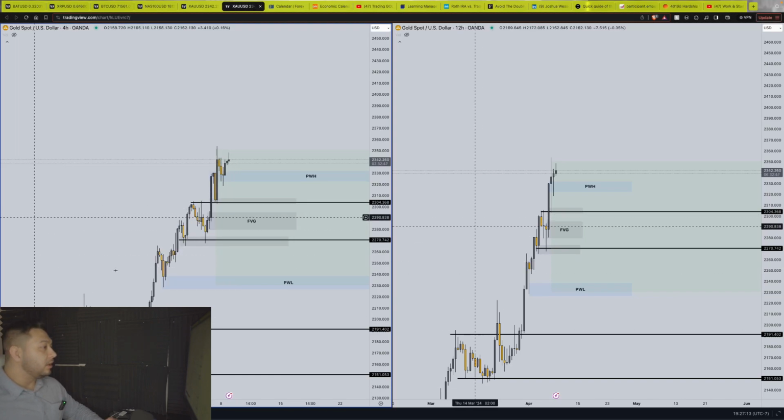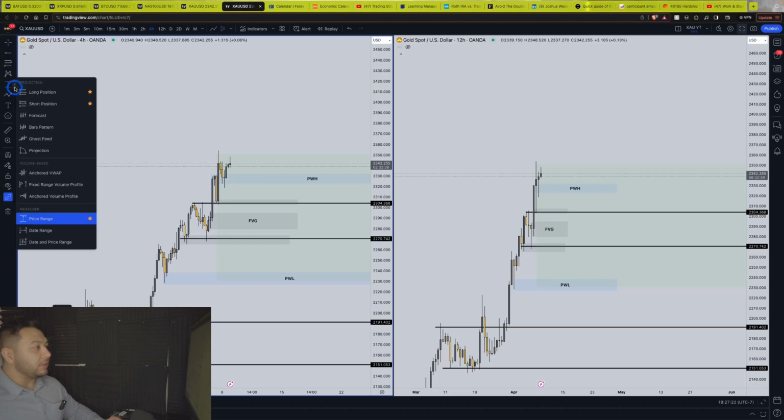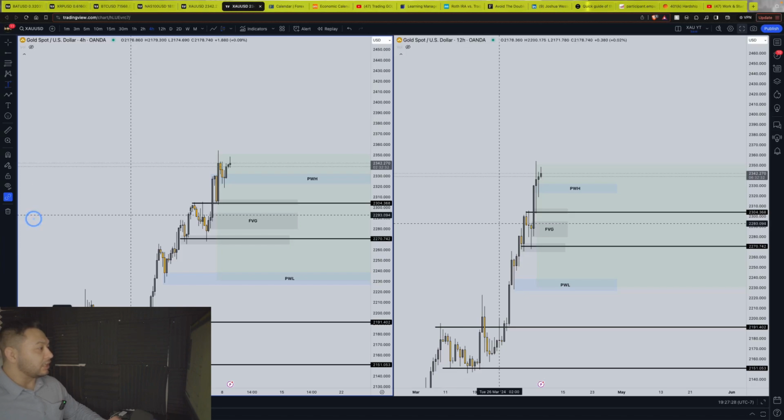All right, so the next thing is the price range tool. I have this tool already favorited. However, to get to it, it is on the left-hand side, and you're going to choose price range under the measure section here at the bottom.